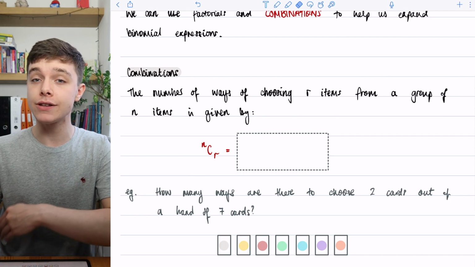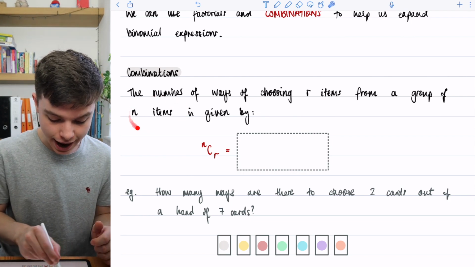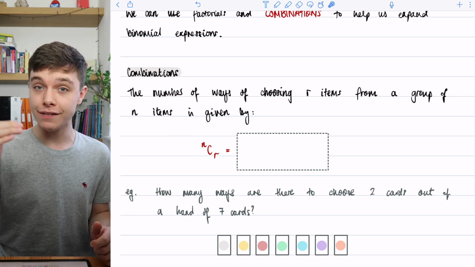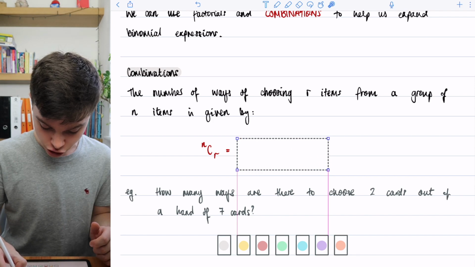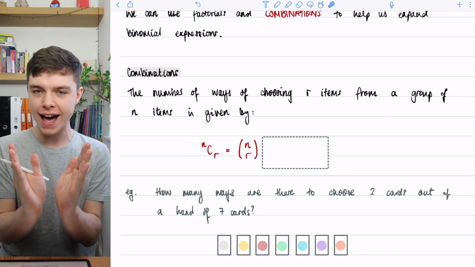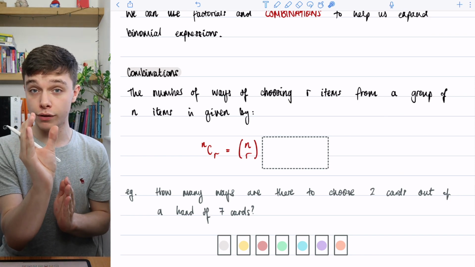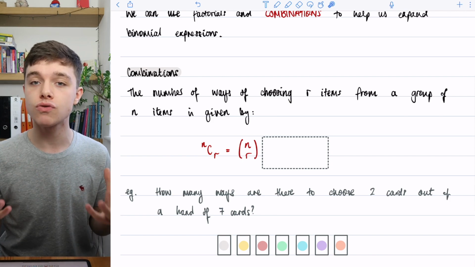Now, how do we do that in terms of factorials? This is what we do. If we have N items, we work out N factorial, and we put that on top of a fraction. You can also write it like this as well, actually, that I missed out. It looks a little bit like a vector, and on the top is the number of items in your group, and on the bottom is the number of items that you're trying to pick.